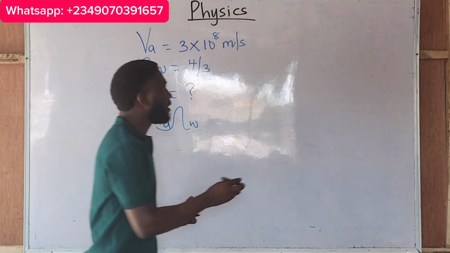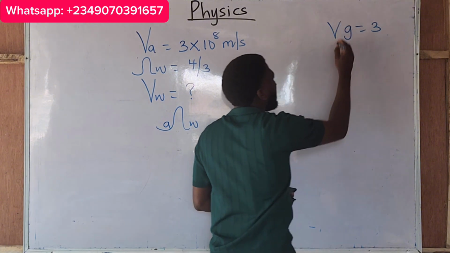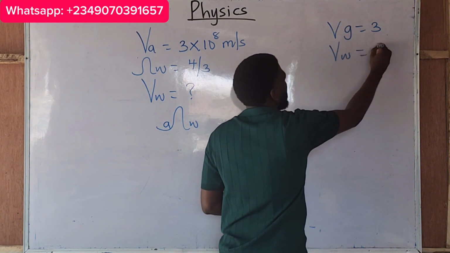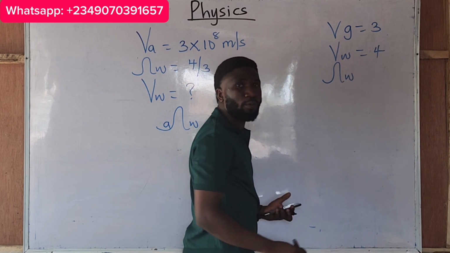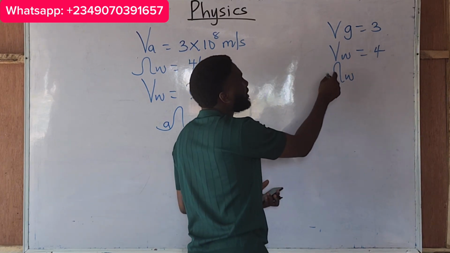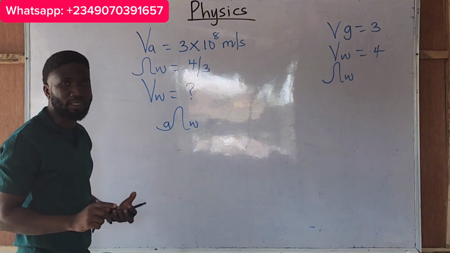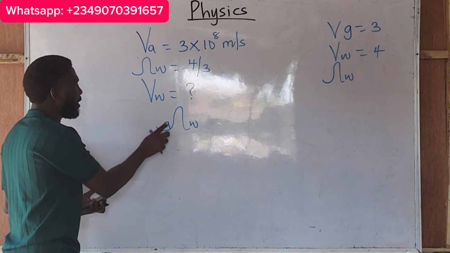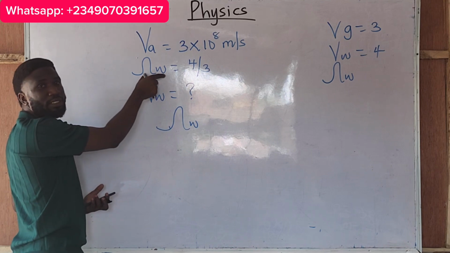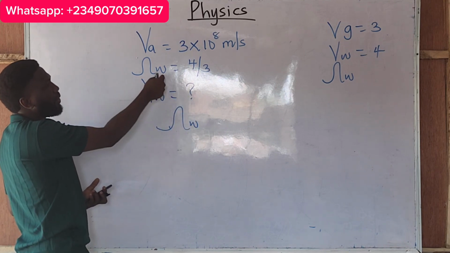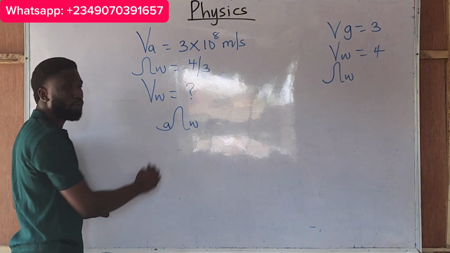Let's say, for example, we have that of glass to be, let's say, 3 now, and then we have that of water to be 4, and you are being given the refractive index of water. What this means is that the movement is from glass to water. That is it. That's a simple trick now. So here now we are given that of water. That's the refractive index. So another medium we have here aside from water is air. So this shows that the movement is from air to water.